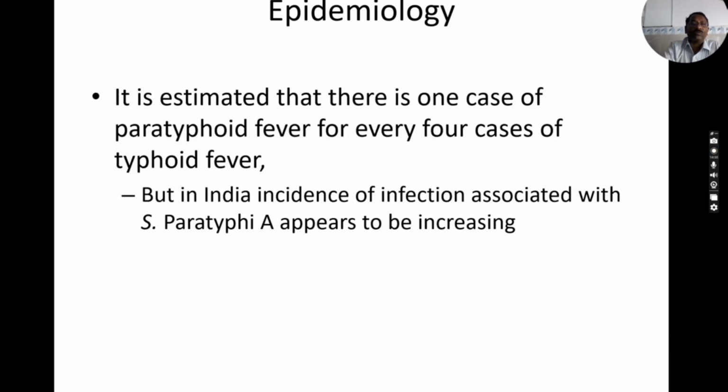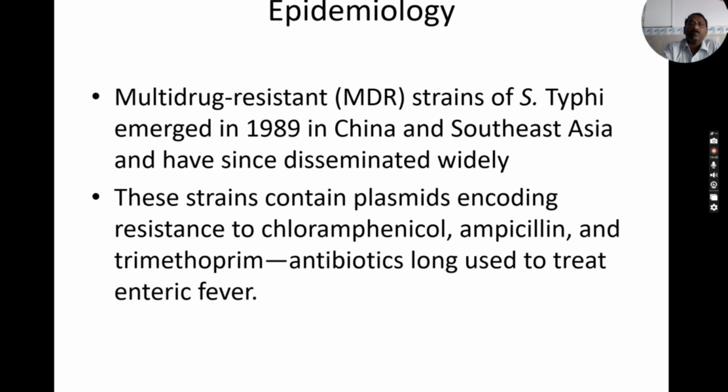It is estimated there is one case of paratyphoid fever for every 4 cases of typhoid fever, but I don't agree here. I think 90% of cases we see are typhoid fevers rather than paratyphoid fevers. But in India, the incidence of infection with paratyphi appears to be increasing right now. Now multi-drug resistant or extensively drug resistant typhoid is also very common.